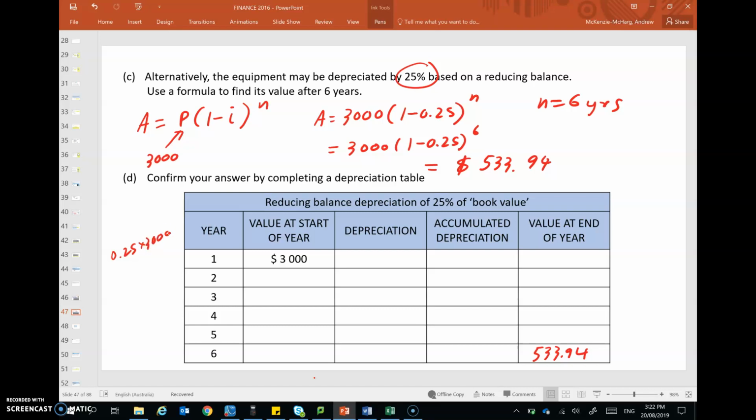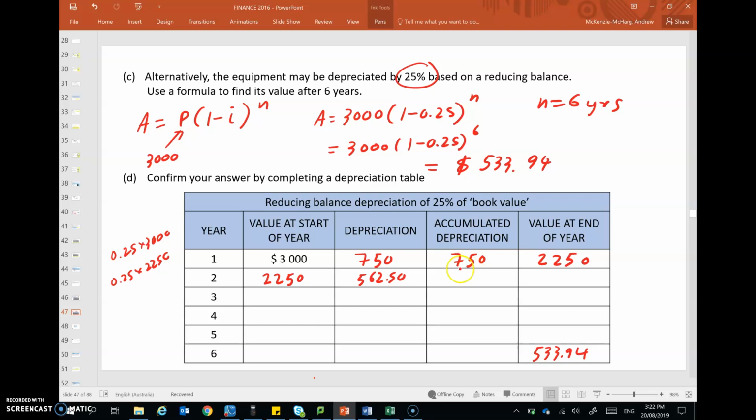So that is $750 gets taken off. That's the total at this point in time. So if we take that off the 3,000, we get 2,250. So that carries over to the start of the next year. And now this year, we're going to find 25% of 2,250, which is $562.50. You can check that calculation.